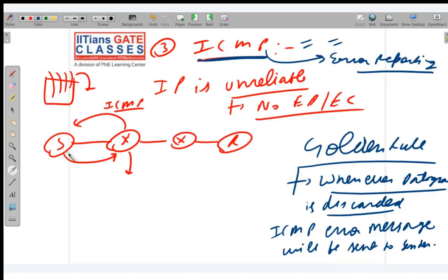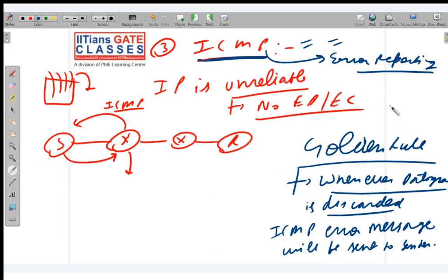IP is unreliable. IP has nothing to do when a packet is discarded. It will simply say, my effort is on delivering the packet. That means I am a best effort delivery system. My effort is on delivery. That's it. If a packet is discarded, I am not responsible because there is no error detection or correction mechanism.